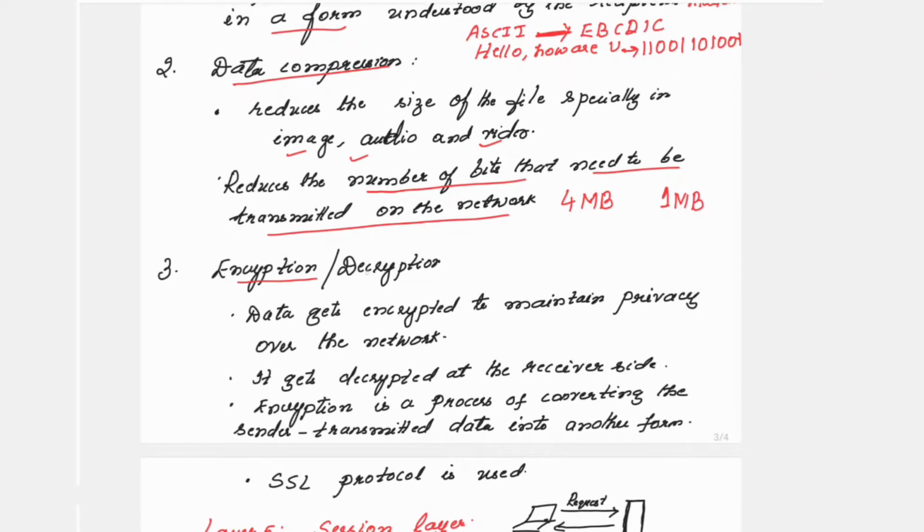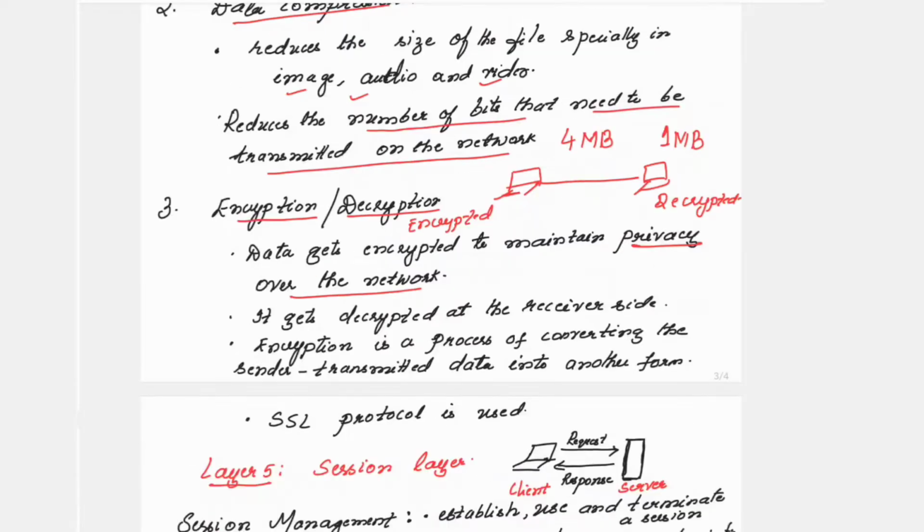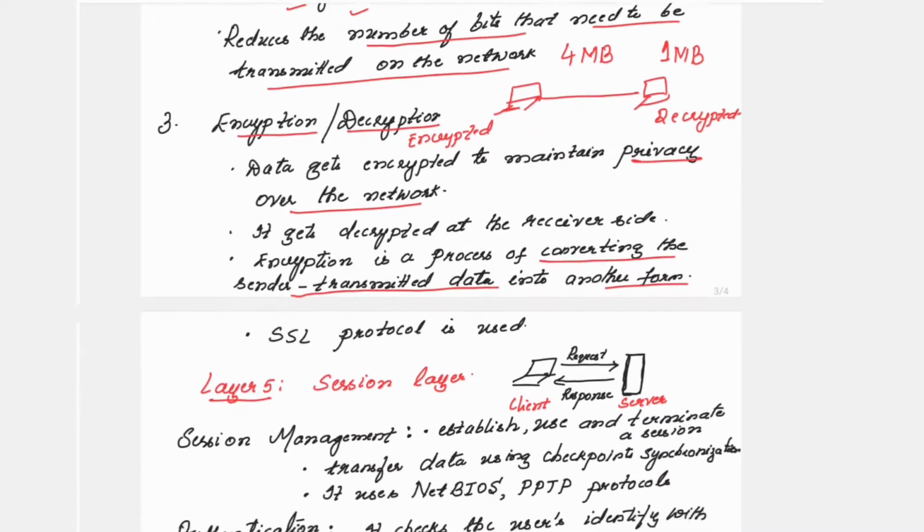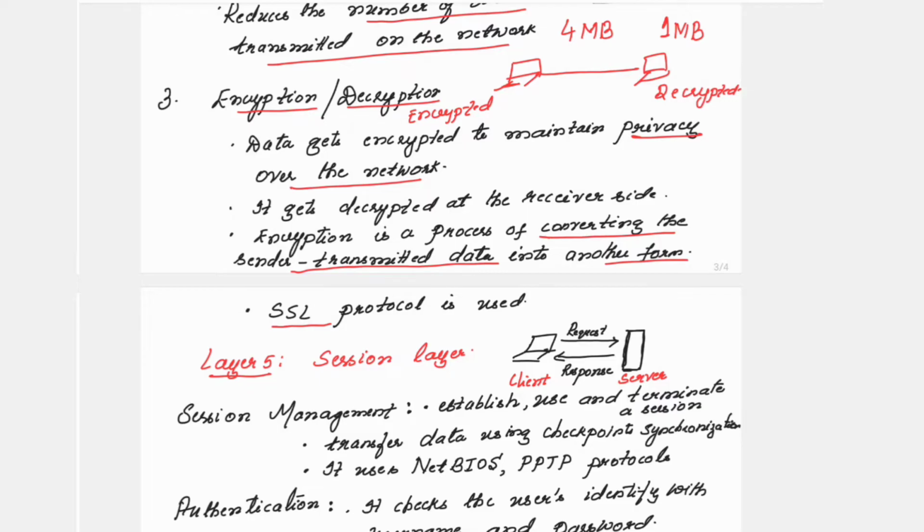Then we have the encryption and the decryption. Now we have to maintain the integrity of the data. When the data is sent from the sender to the receiver, it travels over the internet and we want to maintain the integrity of that data. For that reason, we require encryption. So the data is encrypted at the sender side and it is decrypted at the receiver side. What do you mean by encryption? It is a process of converting the sender's transmitted data into another form. And for that, the SSL protocol is used.